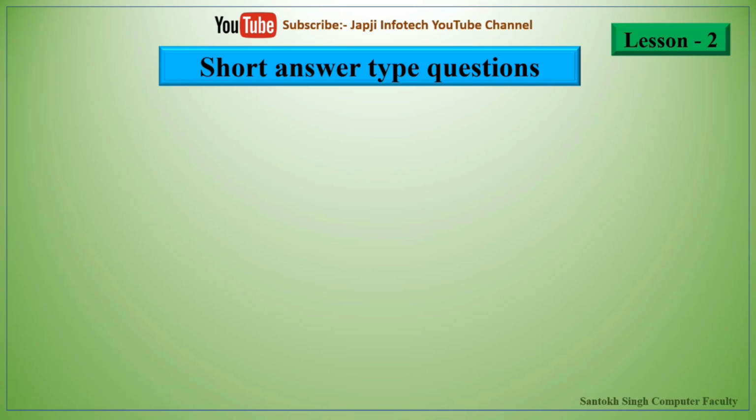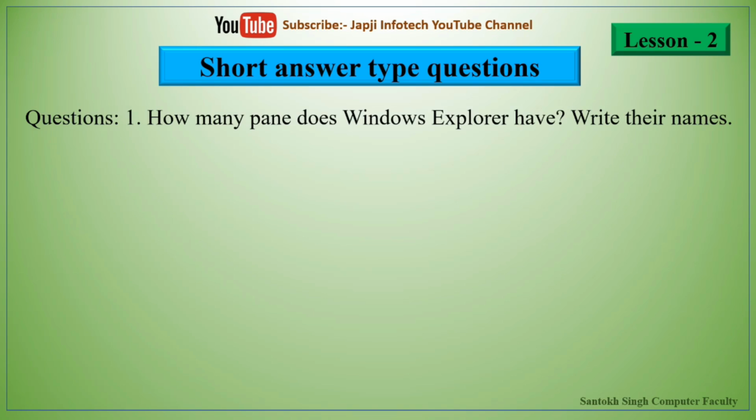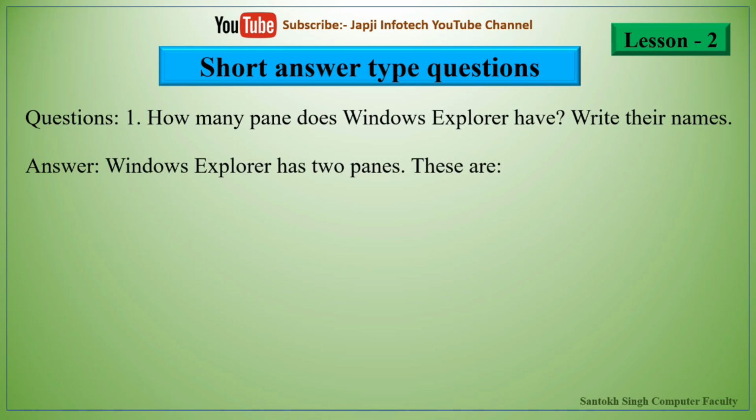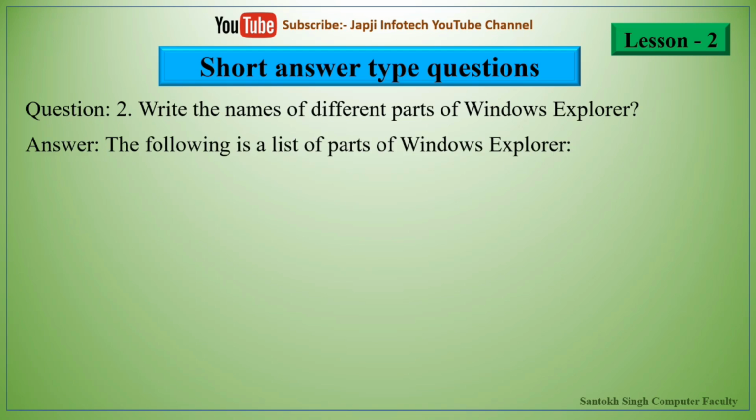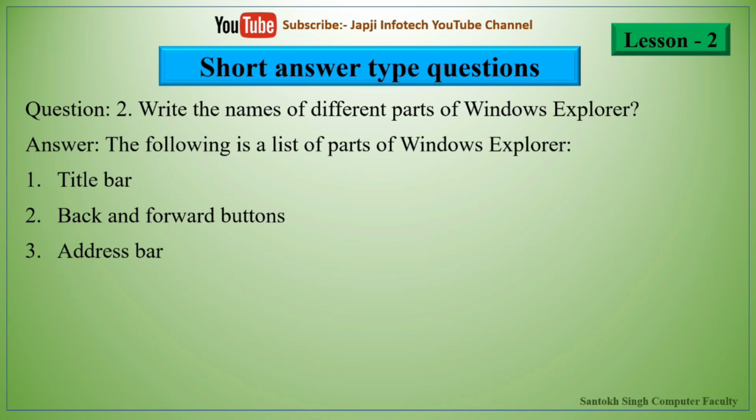So now we will learn about short answer type questions. The first question is: how many panes does Window Explorer have? Write their names. Window Explorer has 2 panes. These are the left pane and the right pane. Our second question is: write the names of different parts of Window Explorer. The following is a list of parts of Window Explorer. The first one is the title bar, second the back and forward buttons, third the address bar, fourth the search box, fifth the menu bar, sixth the toolbar, and seventh the status bar.